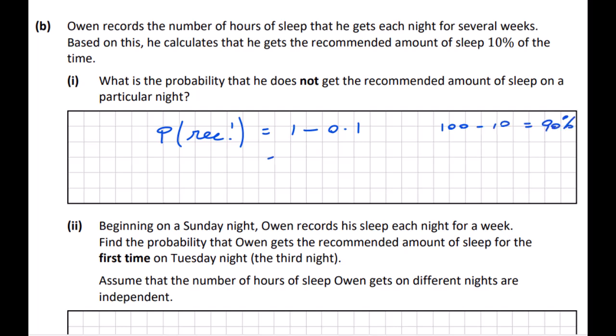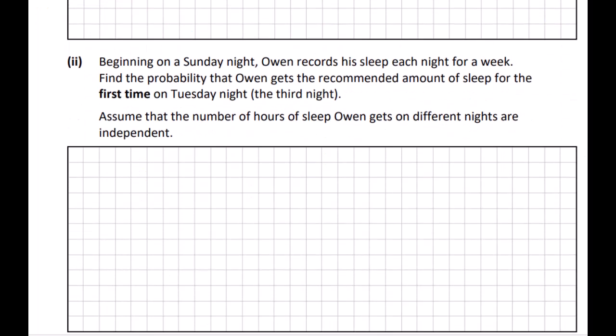And we're just looking at 1 and 0.1, which is the same thing, so we're looking at 0.9 or 90%. So the probability that he does not get the recommended amount of sleep is going to be 90% or 0.9. Beginning on Sunday night, Owen records his sleep each night for a week.